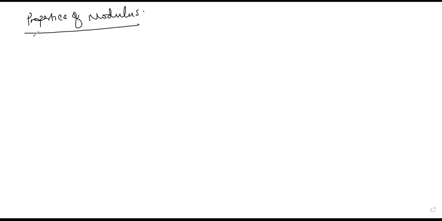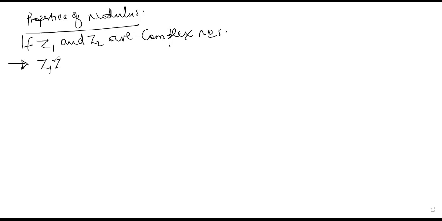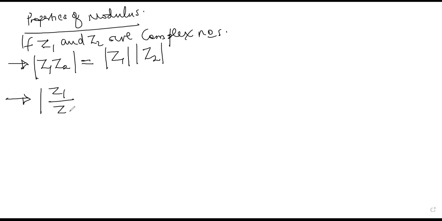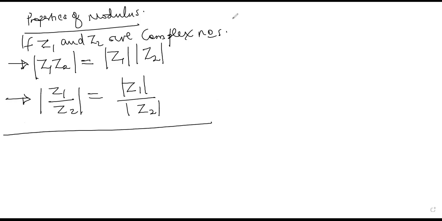The first property, I'm just giving a summarized form of these properties. If we have Z1 and Z2 as complex numbers, then the magnitude of Z1 Z2 is the same as the magnitude of Z1 times the magnitude of Z2. And another one: the magnitude of Z1 over Z2 is the same as the magnitude of Z1 over the magnitude of Z2. As simple as this.